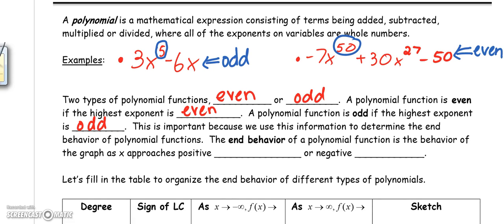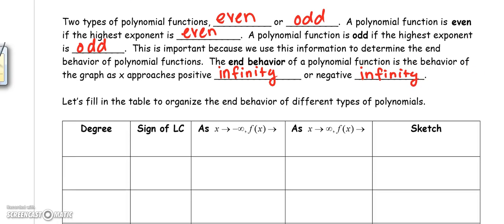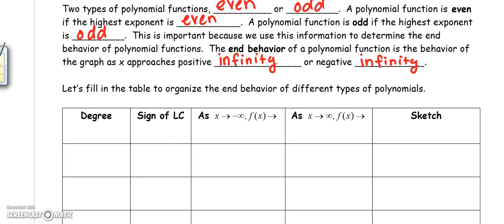So this is important because we use this information to determine the end behavior of polynomial functions. The end behavior of a polynomial function is the behavior of the graph as x approaches positive infinity or negative infinity. So we're going to use this table below to help us organize the end behavior of different types of polynomials. Something that we're going to also be talking about here is the sign of the leading coefficient. That's what LC stands for.